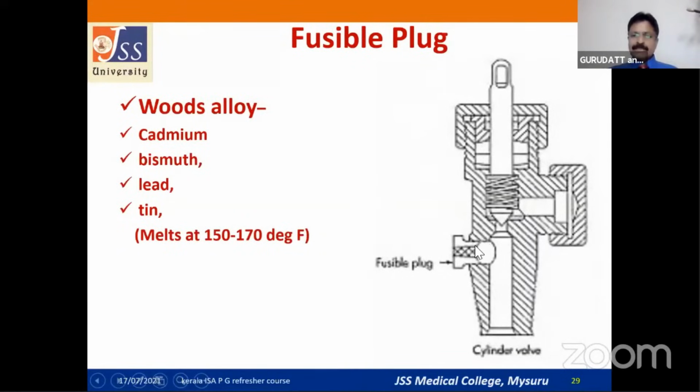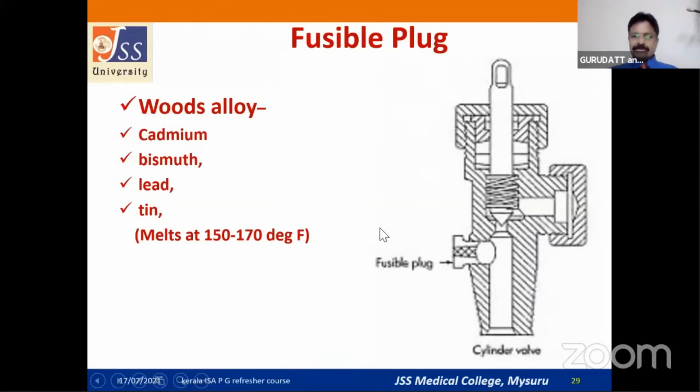The fusible plug usually contains a metal, or an alloy, called Wood's metal or Wood's alloy. A very common question is, what are the components of Wood's alloy? The components of Wood's alloy are cadmium, bismuth, lead, and tin. The speciality of Wood's alloy is that it melts at 150 to 170 degrees Fahrenheit, a very low temperature.